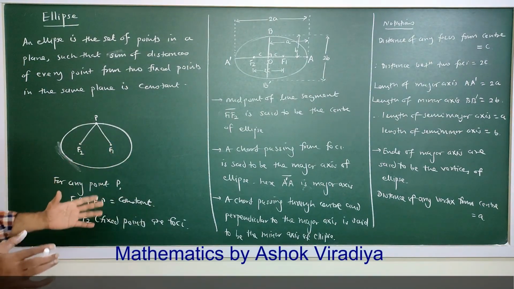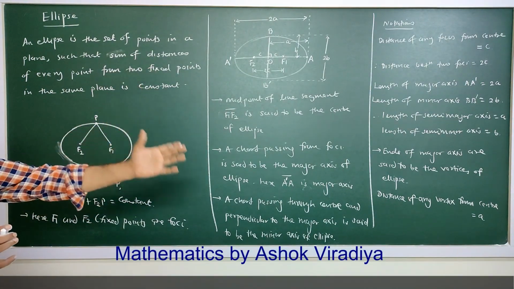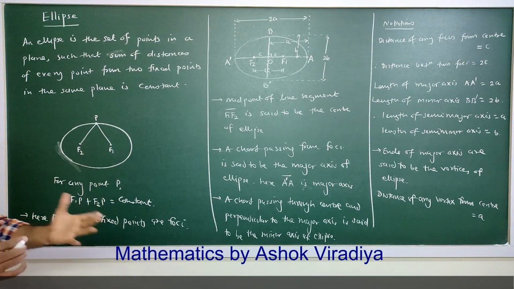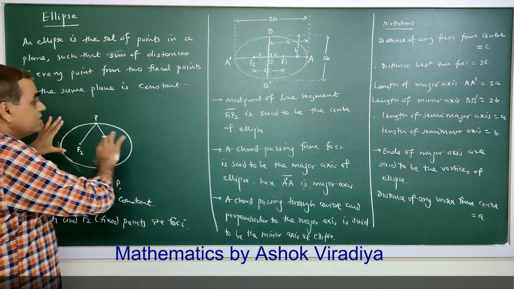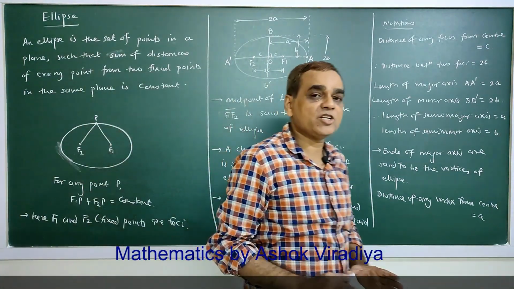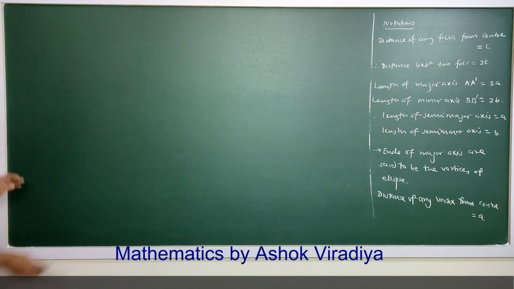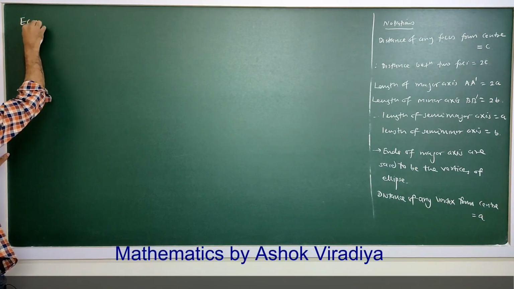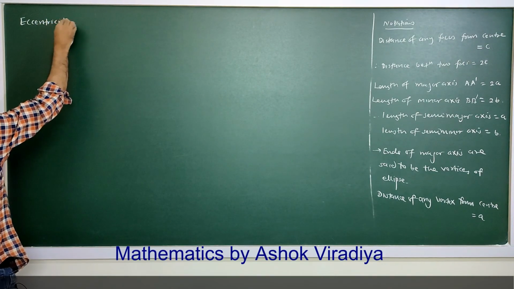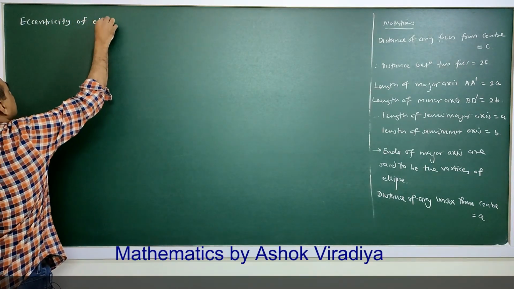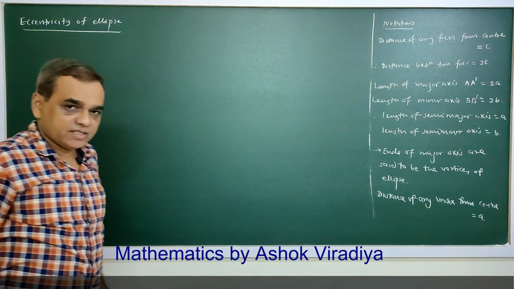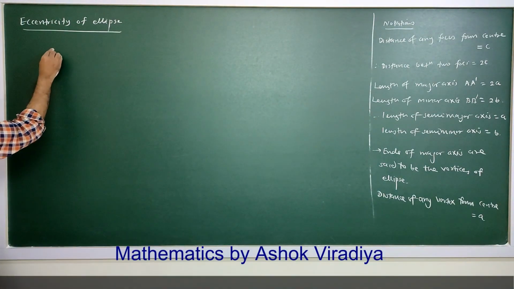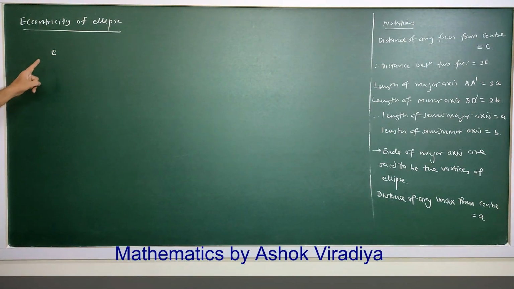So in this discussion we discussed major axis, minor axis, vertices, foci, center. So these are the words related with this conic section ellipse. Now eccentricity. Eccentricity of ellipse. Now what means eccentricity? See, its notation is e. e is eccentricity of ellipse.